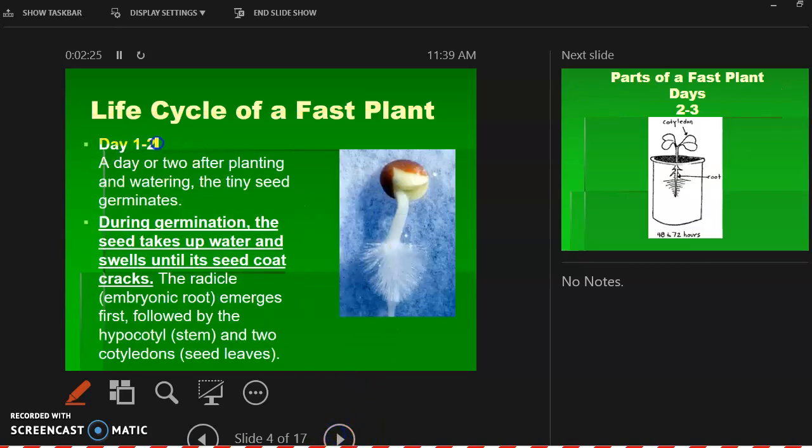Day 1 to 2, during germination, the seed takes up water and swells until the seed coat cracks. A day or 2 after you're planting and watering, the tiny seed germinates. During germination, the seed is going to take up water, because the plant inside the seed has to break through that seed coat. In order to do that, it has to take up enough water.